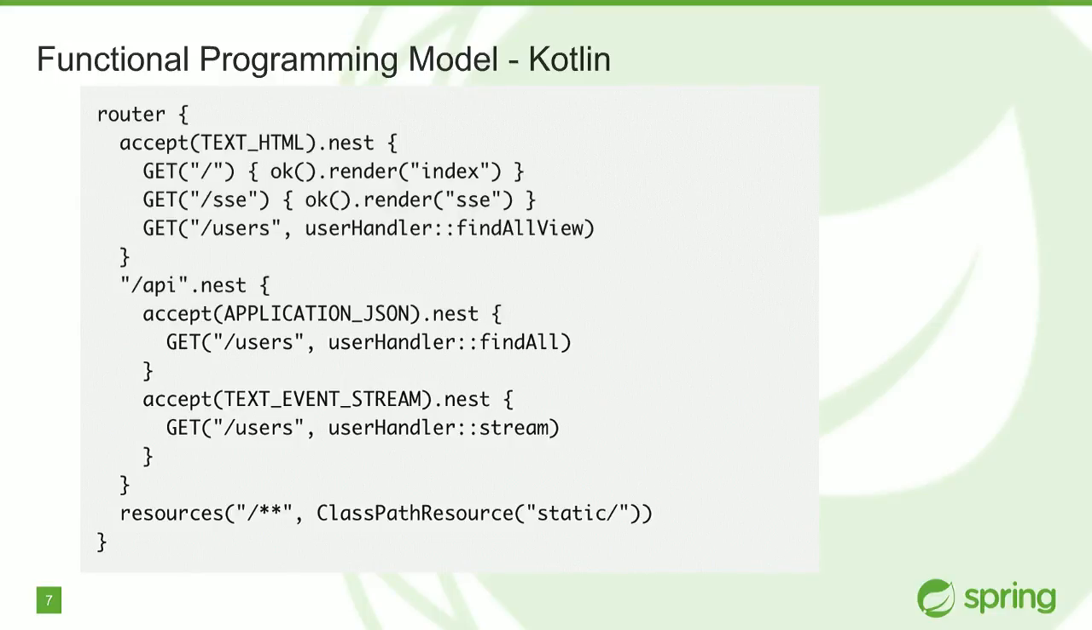Basically we create a router, we say if the accept header contains text HTML, and the method is get to /, then render the OK with a particular index. If it contains SSE, then we render the other page, etc. Among the links, I see that there are now 106 links, so it might take a while for you to find it, but there is one link that contains all the Kotlin reference documentation that we have in Spring 5.